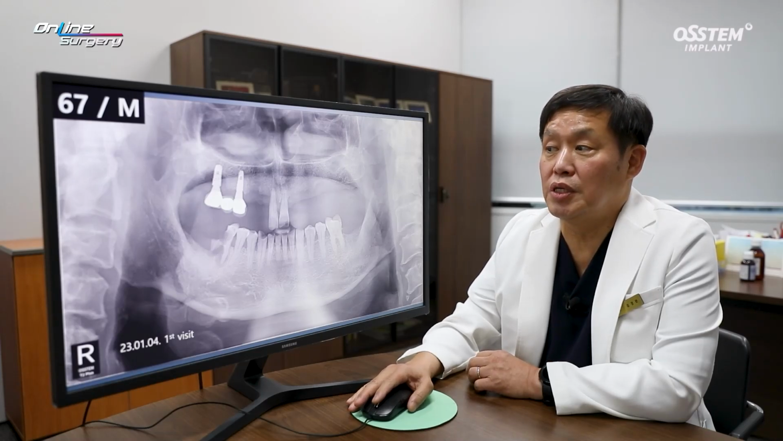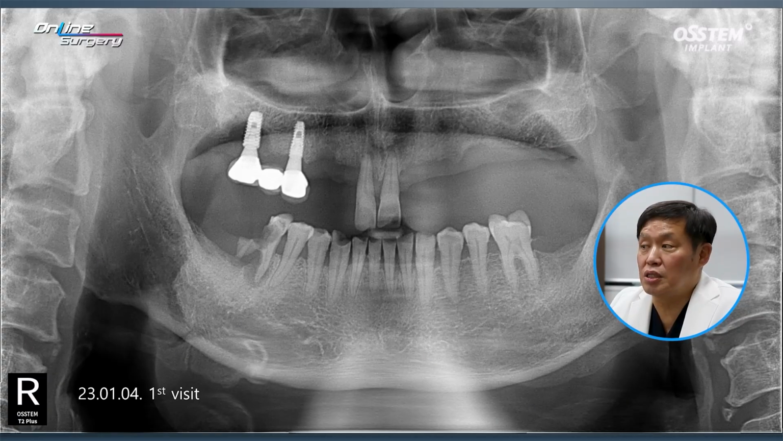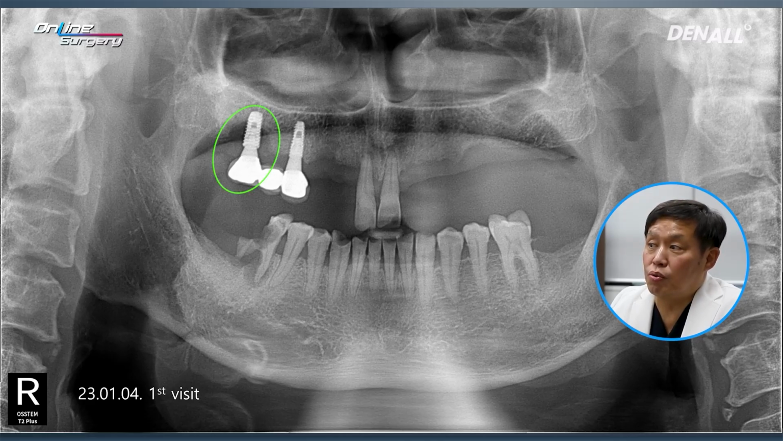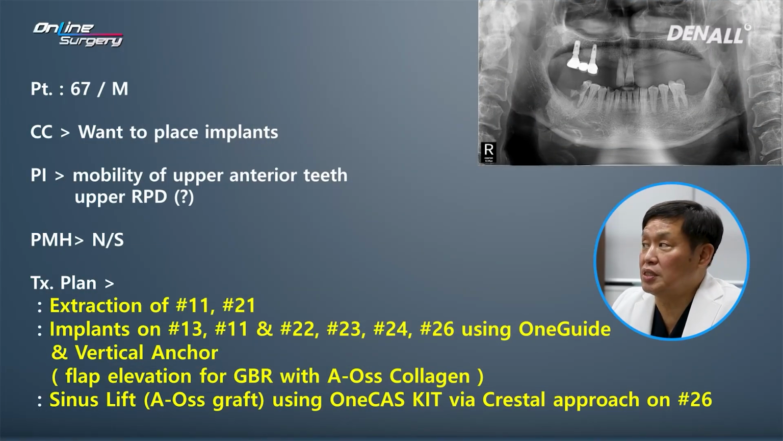The patient of the day is a 67-year-old male patient, and the chief complaint was that there was mobility in the entire upper arch. On the right, there are implants in number 4 and 6 and a bridge prosthesis, but there was significant bone defect around number 6, so it required re-implant placement. The patient did use RPD, but because of tooth loss and mobility, as of late, the patient rarely used it.